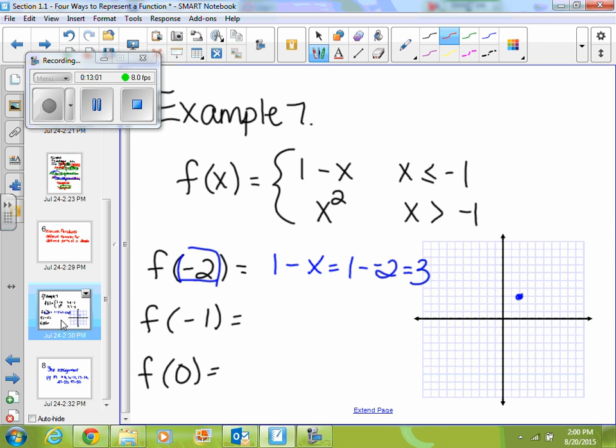Then if I want to find my function value at negative 1, is negative 1 less than or equal to negative 1, or is negative 1 greater than negative 1? It's equal, right? So we're going to use the top function again. So 1 minus x, and since x is negative 1, 1 minus negative 1, which is 2. Okay, so at negative 1, I go up to positive 2.